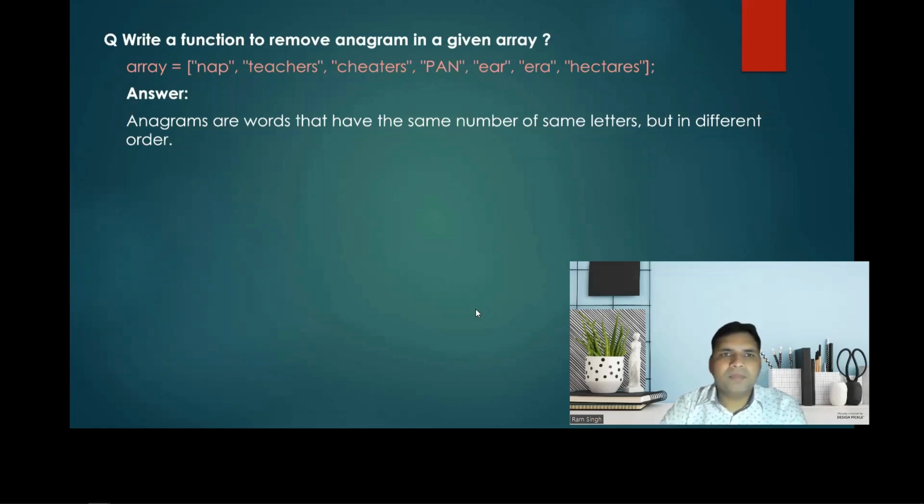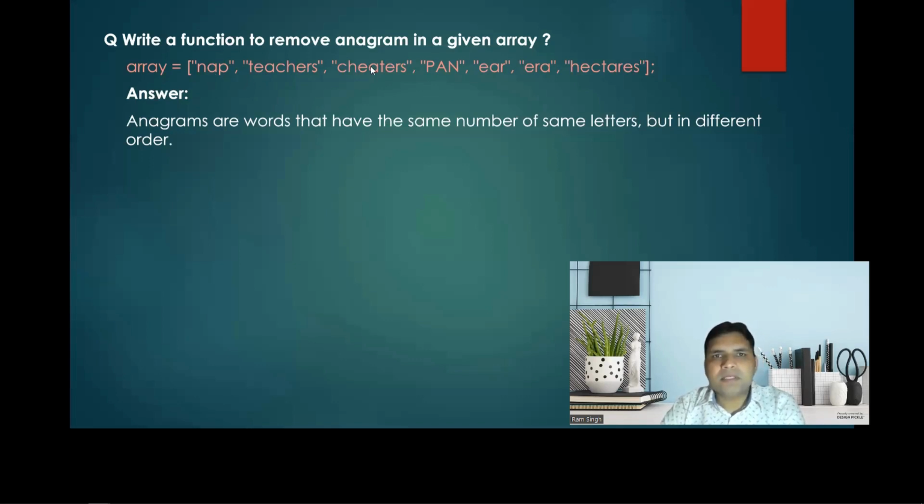Anagrams are words where, if you check here, nap and pan, the letters should be the same, but the sequence could vary. Also, it can have small letters and capital letters. So out of these two, nap and pan, we should have only one of them.